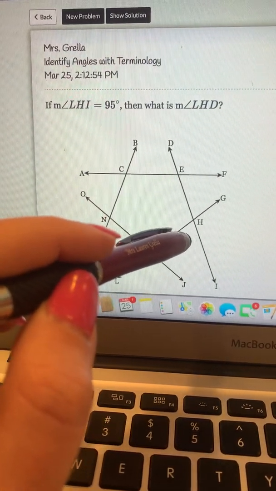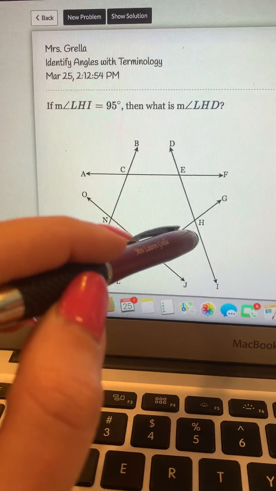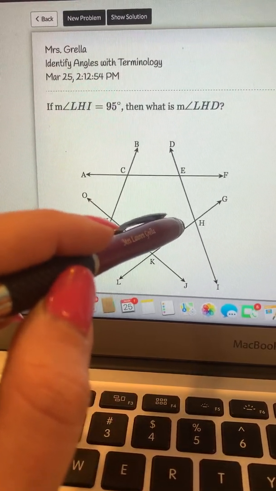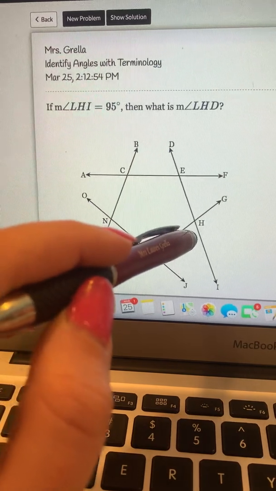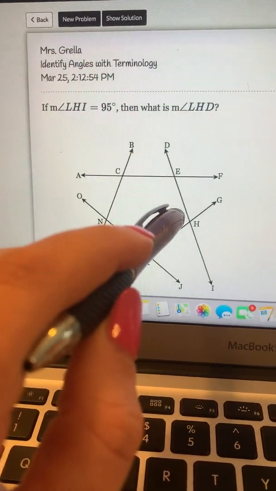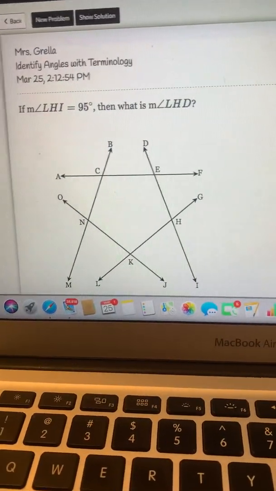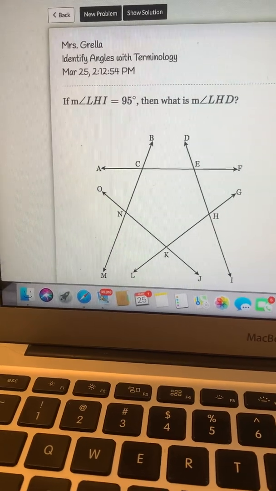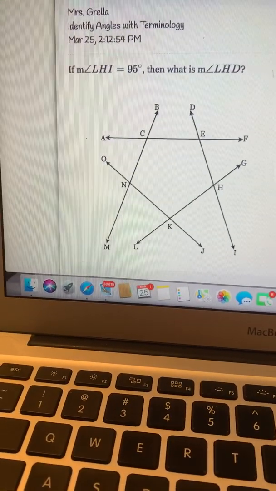If you notice, they form a straight line. A straight line is 180 degrees. So if the whole thing is 180 and this LHI is 95, we have to figure out what's left. So we would do 180 minus 95. 180 minus 95 would be 85. So that would be my answer.